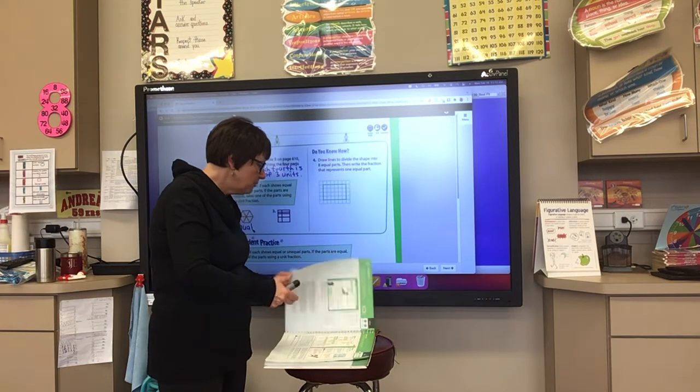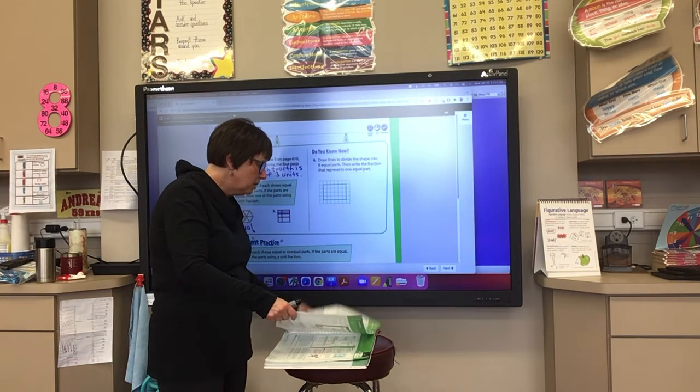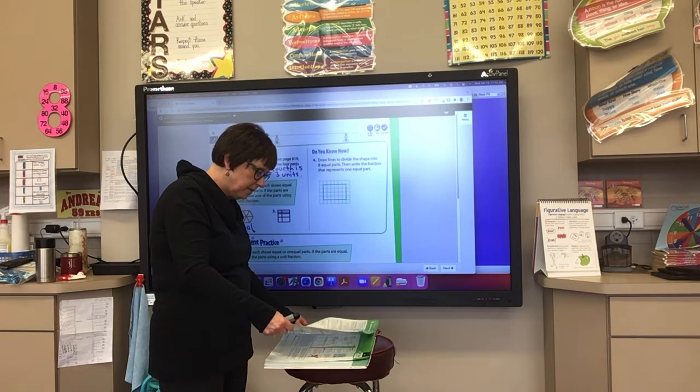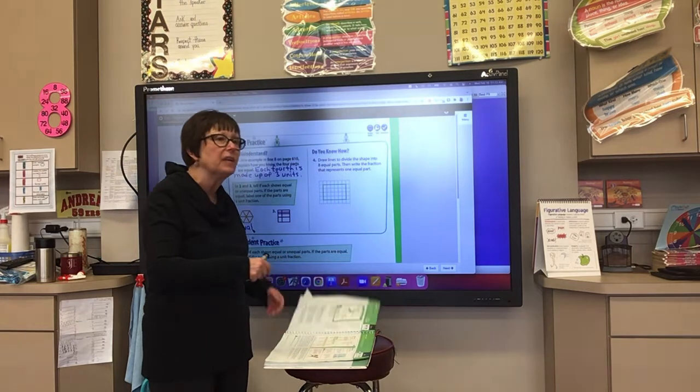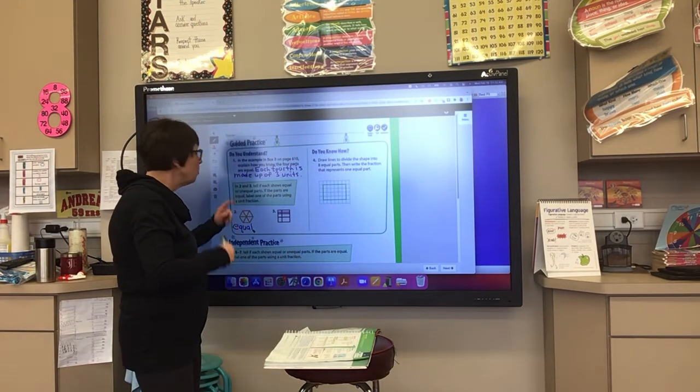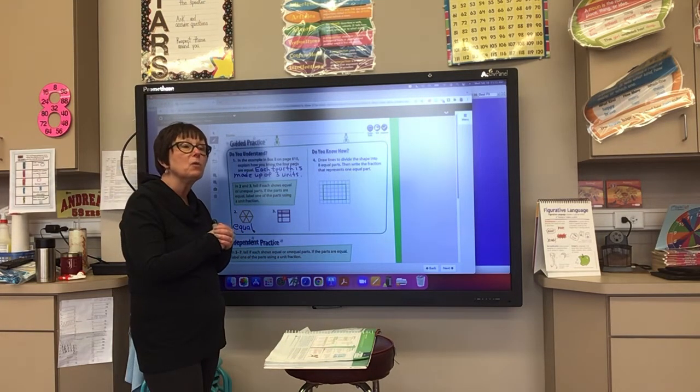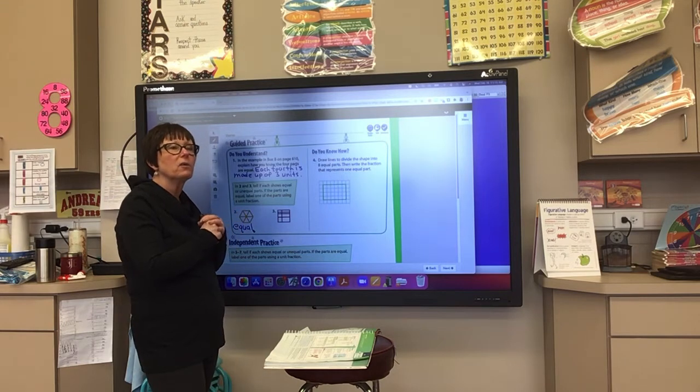Okay, we just did our vocab cards. If we look back at our vocab cards, a unit fraction always has a numerator of 1. A unit fraction represents one part of a whole that has been divided into equal parts. These are equal parts. It has a numerator of 1. What is your numerator going to be? 1.